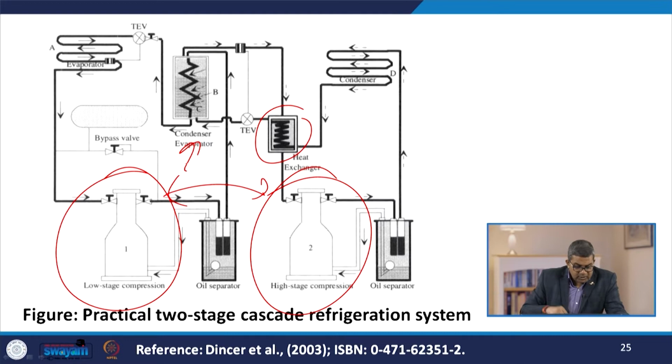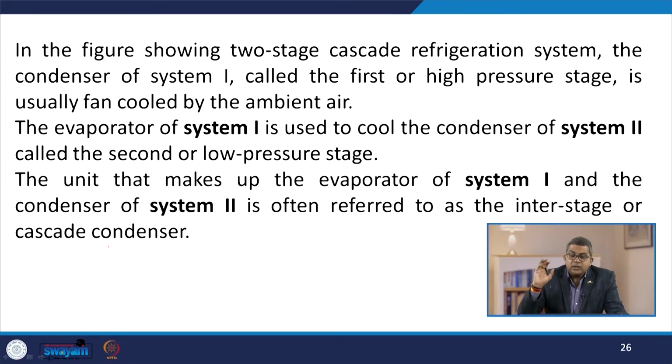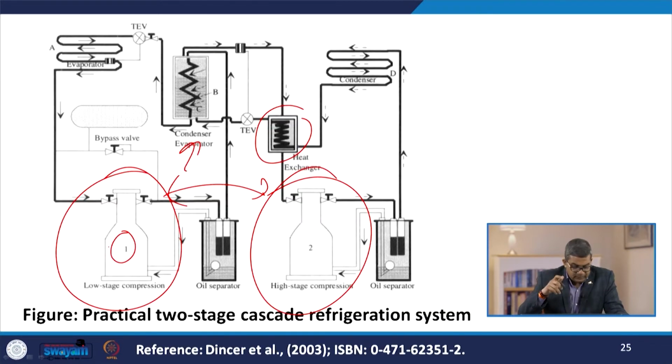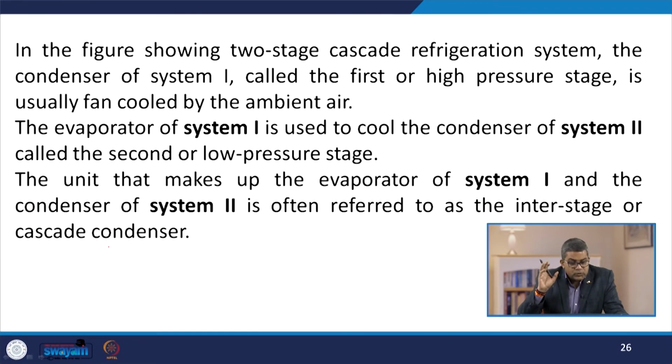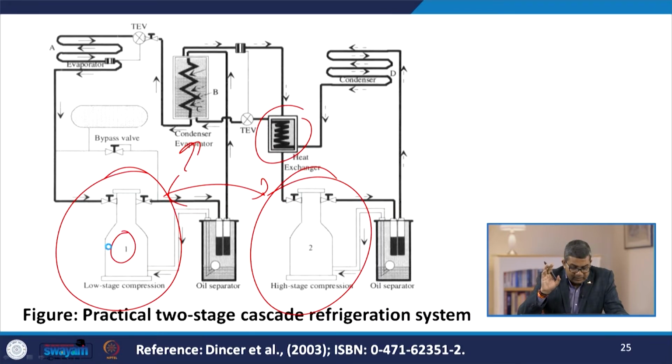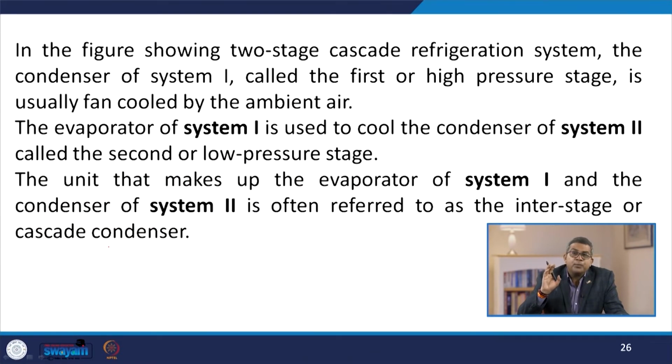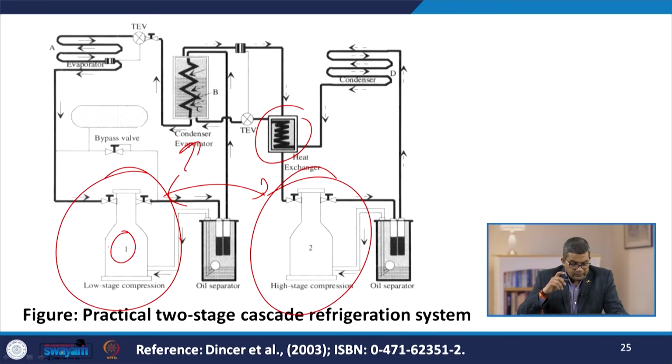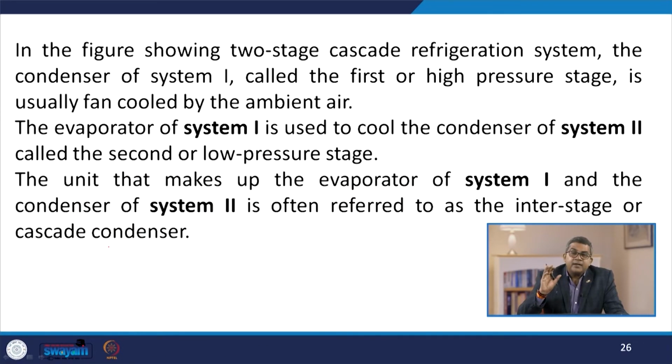The condenser of system 1, the first or high pressure stage, is usually fan cooled by the ambient air. The evaporator of system 1 is used to cool the condenser of system 2, which is called the second or low pressure stage. The unit that makes up the evaporator of system 1 and the condenser of system 2 is often referred to as an interstage or cascading condenser system.